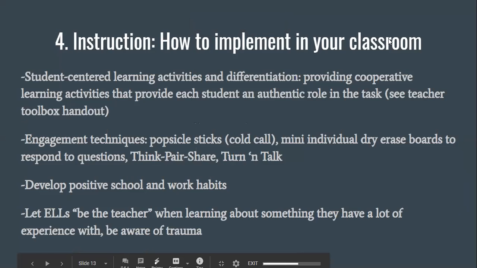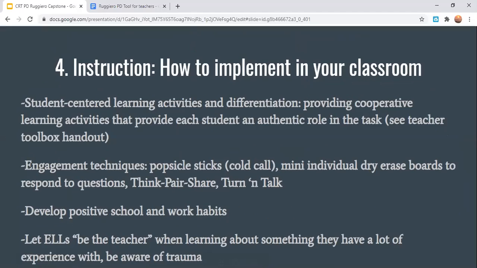And the fourth component of CRT is instruction. When working with ELs, careful consideration must be given to accommodate their needs, and we must provide necessary scaffolding and differentiation. According to Bonner and Gay, ELs work best in student-centered learning activities. One way to ensure ELs are actively engaged and on task is to give each group member a job to do. See the teacher toolbox handout for a template of cooperative learning activity roles.